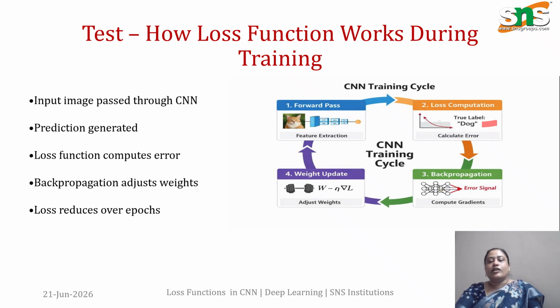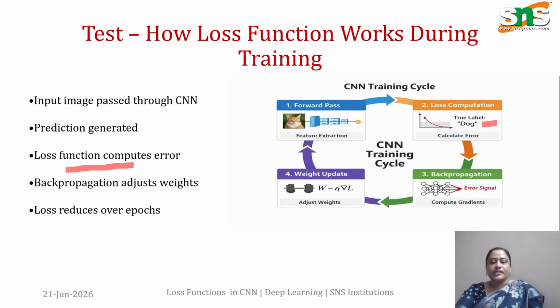The next step is the loss function. The loss function computes the error. Since we passed a cat as an image, but the model predicted the output as dog, there is an error. This error is computed. The measure between the actual output and the predicted output is the loss. So the loss has been computed for the output we have got.